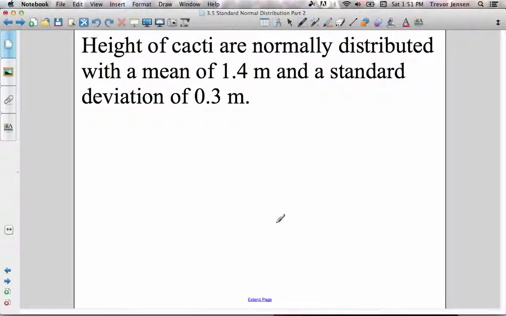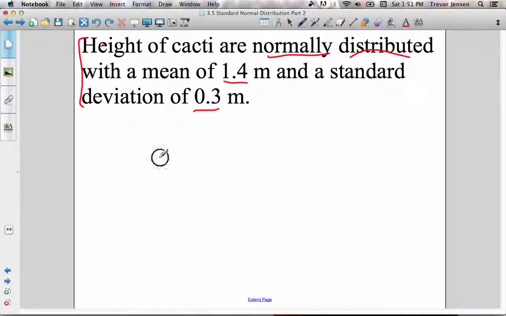Okay. So we're going to do pretty much one example with a bunch of different parts. So here's our set of data that we're going to use for each part. Height of cacti are normally distributed with a mean of 1.4 and a standard deviation of 0.3. So what it's told us here is actually quite a bit. It's told us that it's normally distributed.